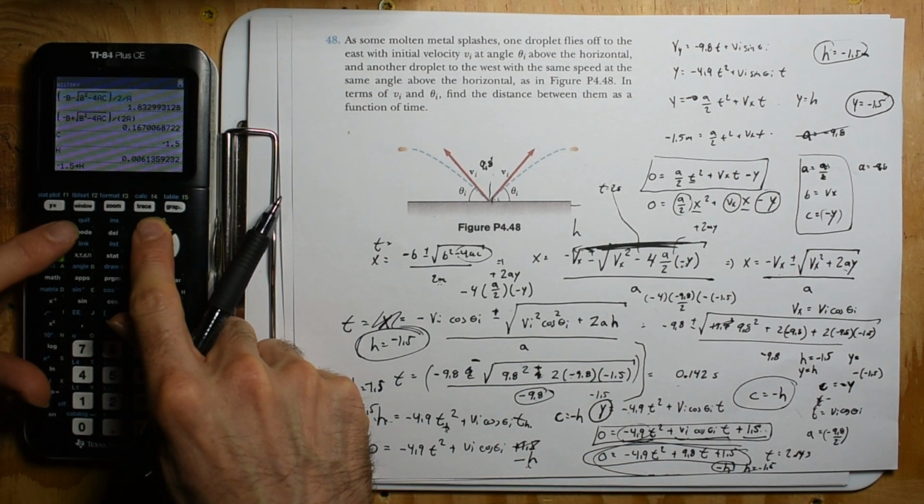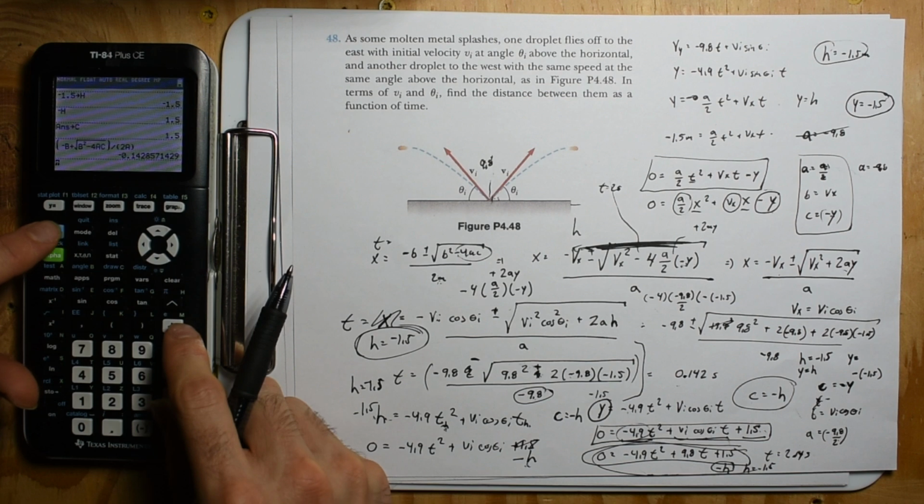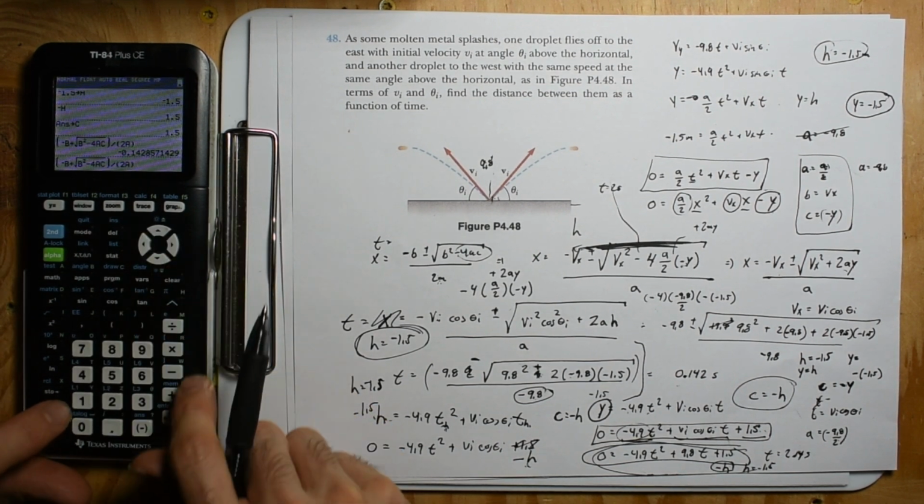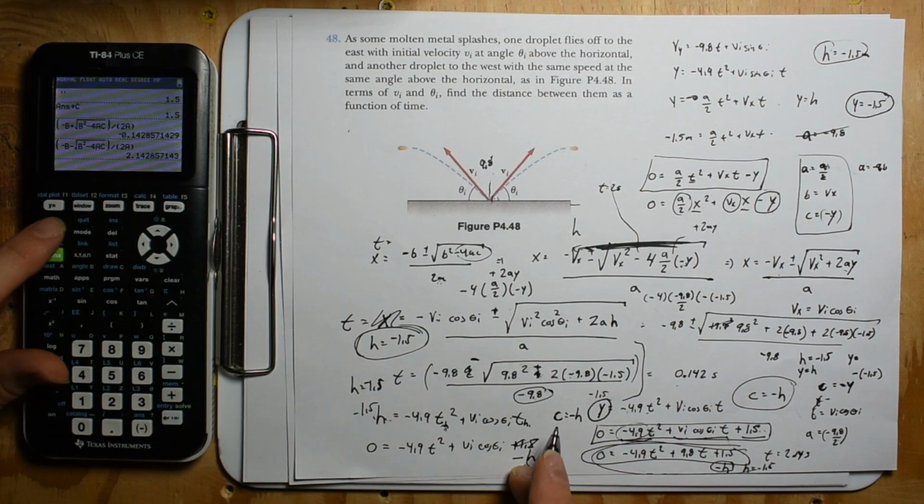And so now we can go back to our quadratic equation, and that's going to be the positive root. We need the negative root, negative, and we get 2.14.